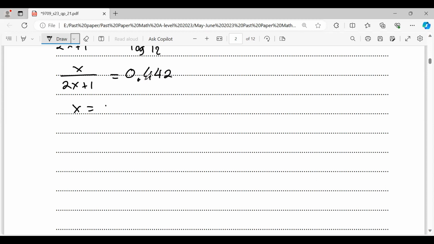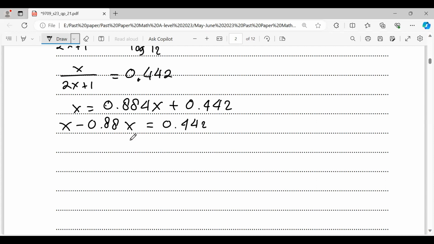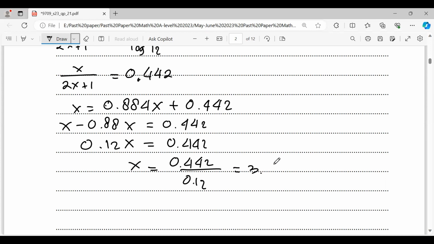2 times 0.442 means 0.884x, plus 0.442. So it becomes x minus 0.884x equals 0.442. So it's going to be 0.116x equals 0.442. So x equals 0.442 over 0.116 equals 3.684 on my calculator.